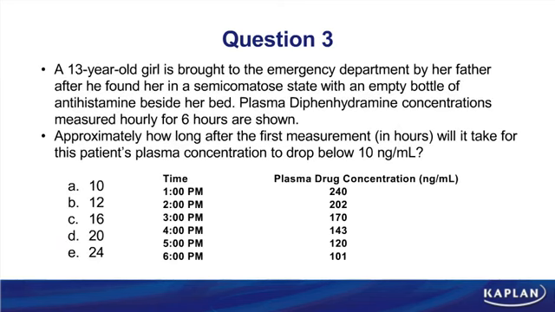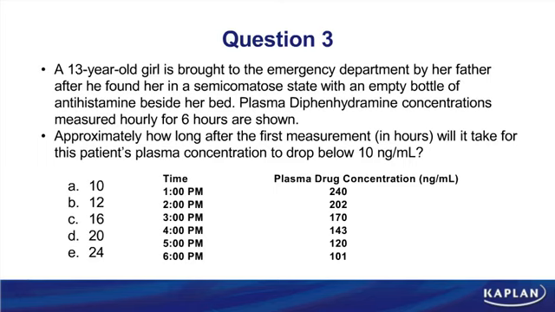Here's our next question. Once again, pause the video, review the question, and then we will discuss. So we've got a 13-year-old girl. She's brought to the emergency department by her father. It seems like this girl has taken a lot of the antihistamine diphenhydramine. We've got some information that shows the diphenhydramine concentrations measured hourly for 6 hours. The question wants to know how long after the first measurement is it going to take for the patient's plasma concentration to drop below 10.